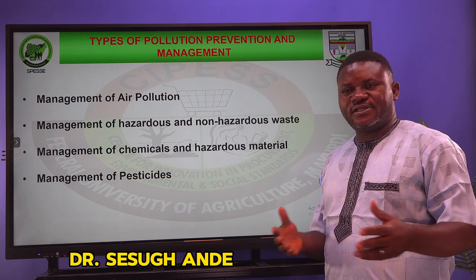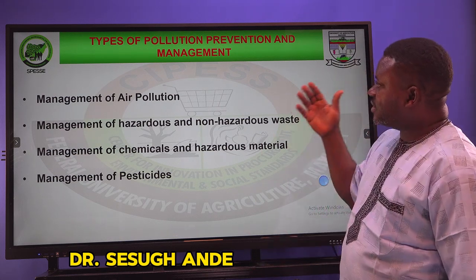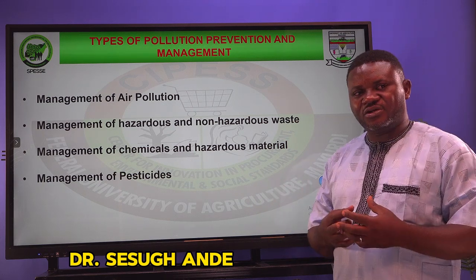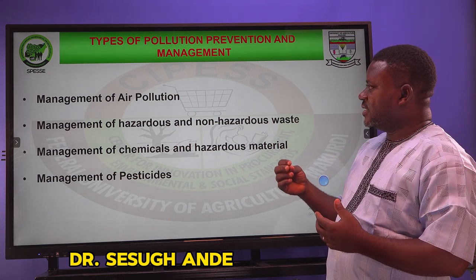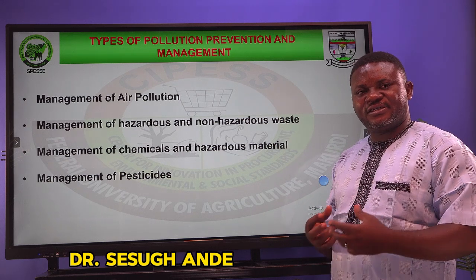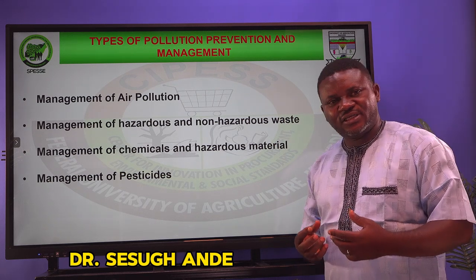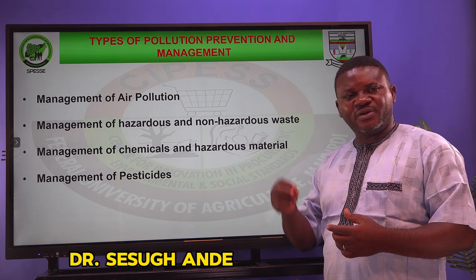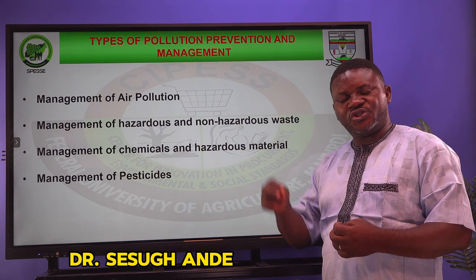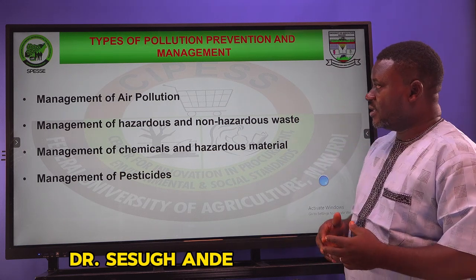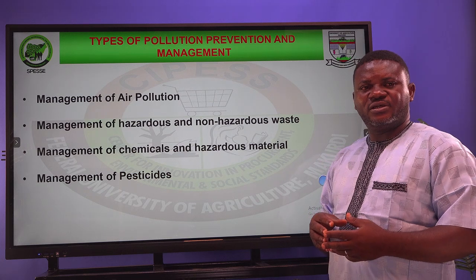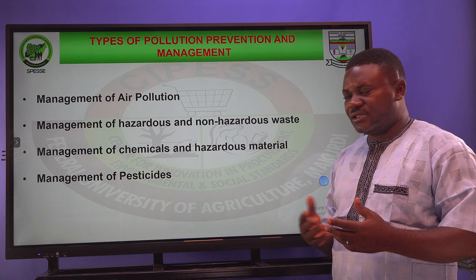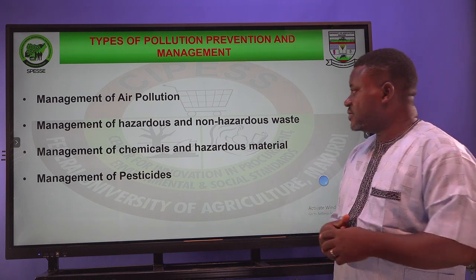We are going to end this presentation with the types of pollution prevention and management. One is management of air pollution. We know that pollution of air is something that everyone must prevent. Everyone must be able to see that the air that we use is not polluted. And when this happens, adequate measures should be taken in order to see that the air returns back to its normal state.